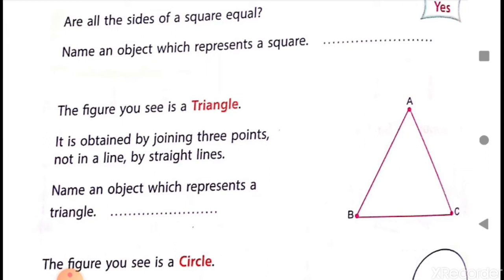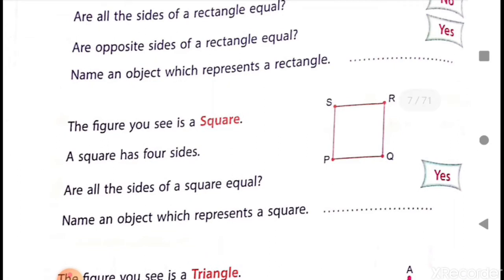When you go to class 4 or 5, then in geometry you will learn about angles. So triangle, as the name says, there are 3 lines. A triangle is obtained by joining 3 points, not in a line, by straight lines. The 3 points in a triangle are not in the same line. Like in a square and rectangle, 2 points are in the same line. Like here you see in this square, points P and Q are in the same line. So we join them by a straight line. Points Q and R are in one line, points R and S are in one line, and points S and P are in one line.